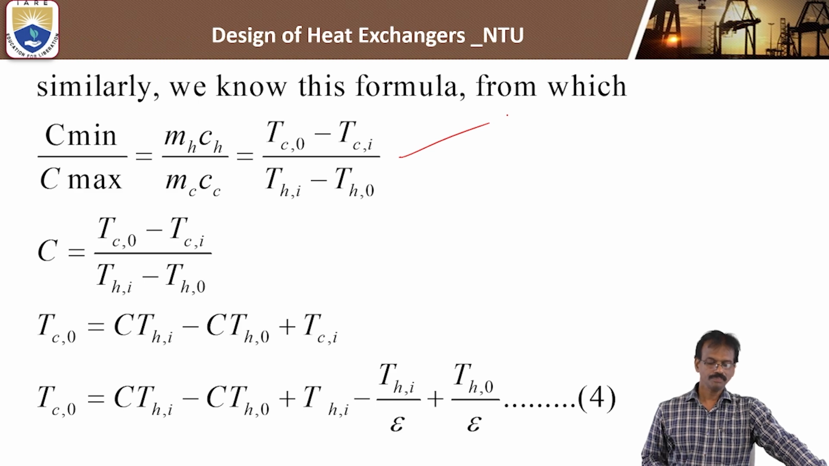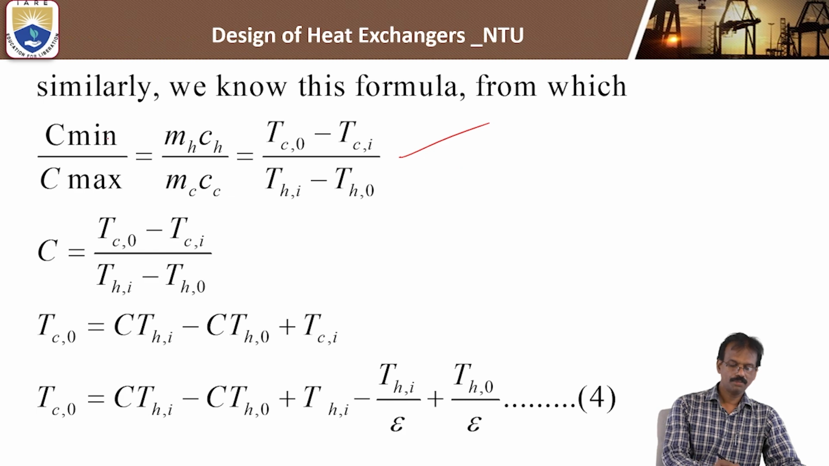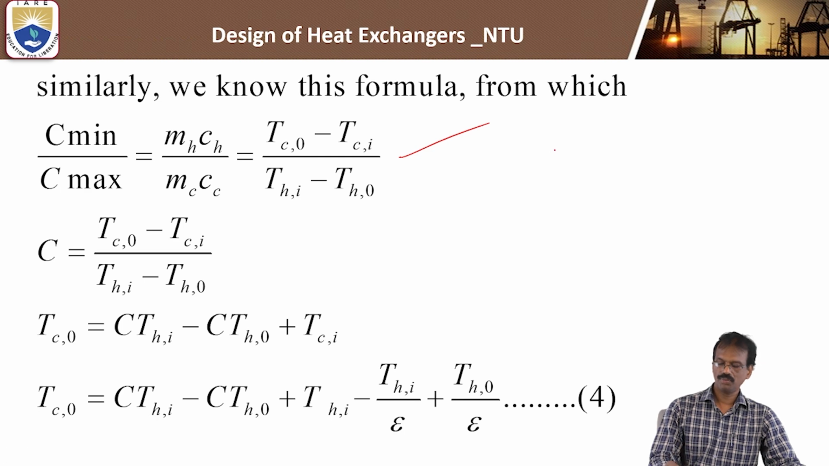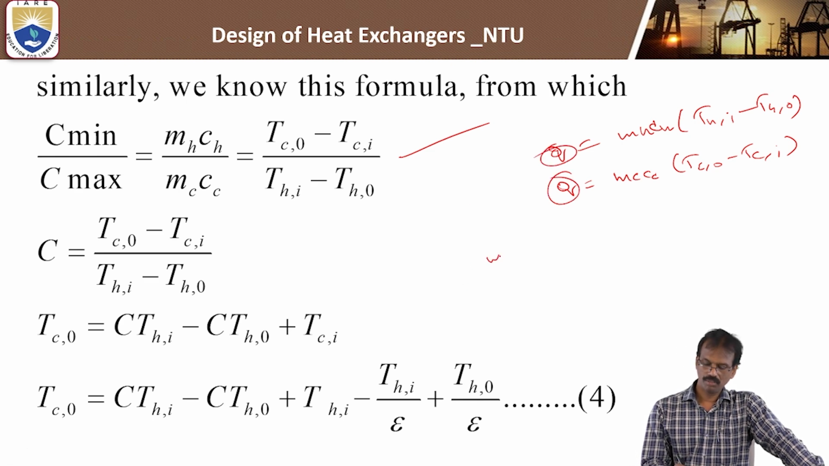Because you know this one, Q minimum by Q max. So you know those formulas. C minimum is MHCH, because you know the formula: actual heat transfer is equal to MHCH into THI minus TH0. Okay. So Q is equal to MCCC into TC0 minus TCI. So this is equation 1, already derived. Both are Qs, so we can equate them. MHCH is nothing but capital CH into THI minus TH0, which is equal to CC into TC0 minus TCI.